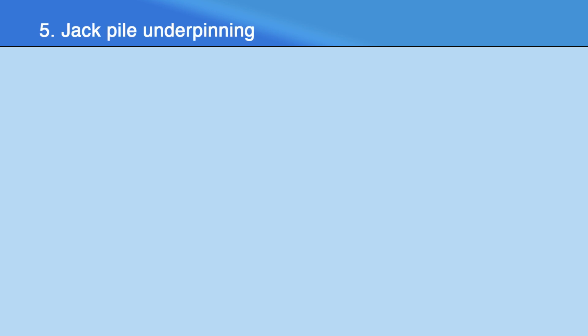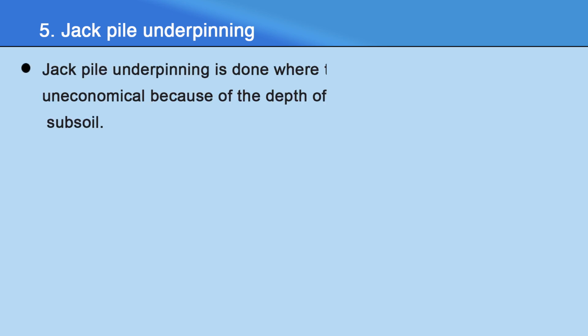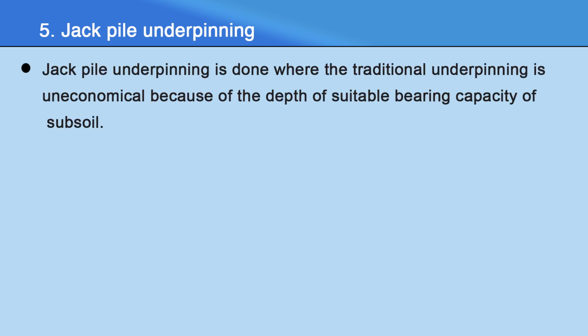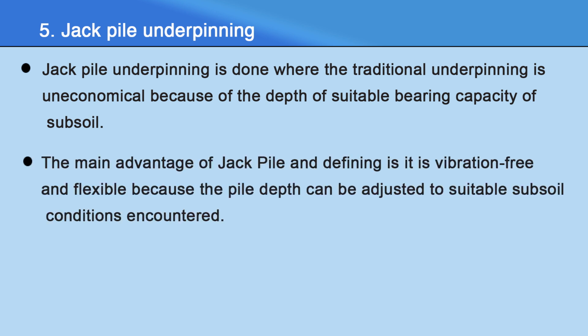Another, fifth type, jack pile underpinning. Jack pile underpinning is done when traditional underpinning is uneconomical because of the depth of suitable bearing capacity of the subsoil. The main advantage of jack piles is that they are vibration free and flexible, because the pile depth can be adjusted to the suitable subsoil encountered.